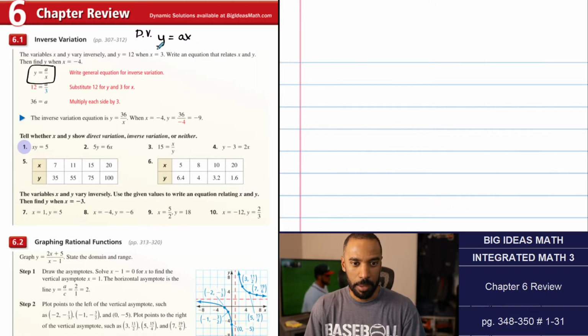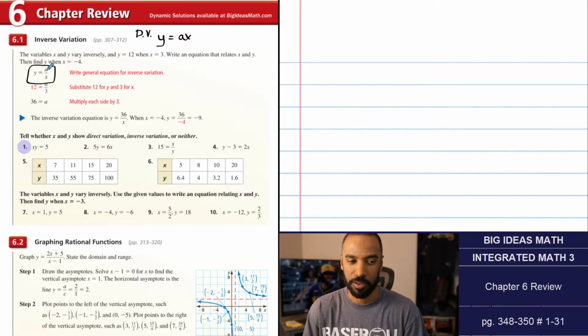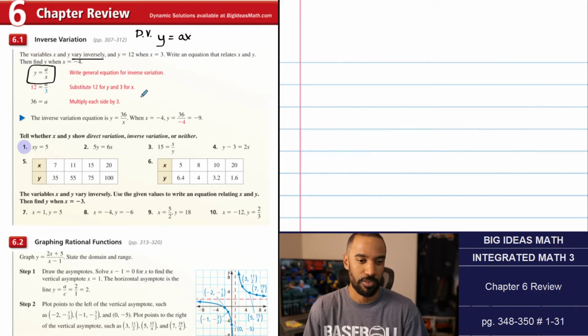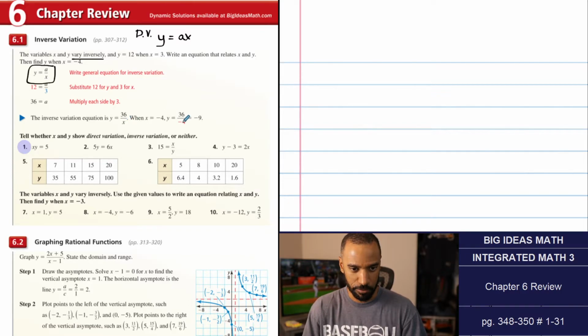When we divide y by x and have a constant, we have direct variation. When we multiply x and y and we have a constant, we have inverse variation. The variables x and y vary inversely, and y equals 12 when x equals 3. Write an equation that relates x and y, then find y when x equals negative 4. Very basic approach to everything. Once you know that it's inverse variation, you set up the scenario, you substitute those two values, 12 for y, 3 for x, and solve for a. That a will be used constantly for any such values in this variation. When x is 2, y is this. When x is 3, y is this, etc. When x is negative 4, y is negative 9, and that's part of the inverse variation.